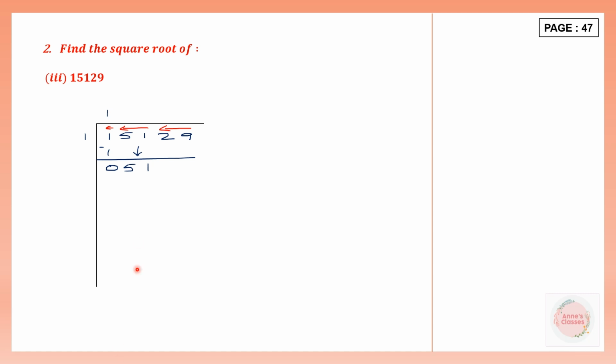Next step is double this number. Doubling means 1 into 2. 1 into 2 is 2. Next step is we need to put a digit next to 2 so that we get a number close to this. So let's write 2, put a digit next to it. Now suppose I put 2 and then if I put 2, I need to multiply this by 2. So 22 into 2 is 44. Let's try one more number.